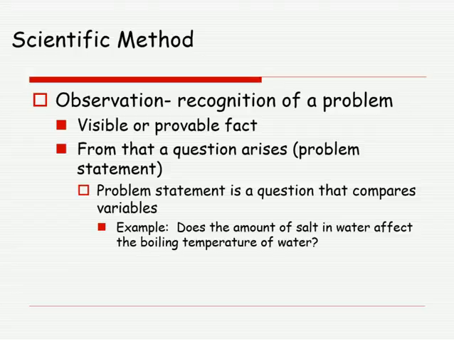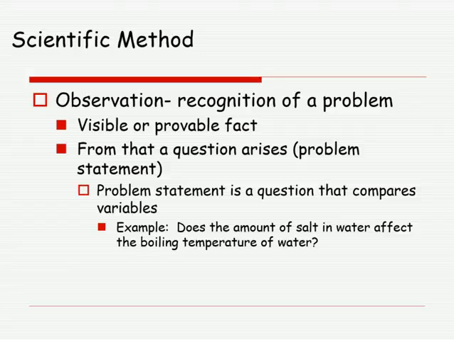From that observation, some sort of question arises, a problem statement. And a problem statement is a question that compares variables. Here's where people make mistakes when it comes to a problem statement. It has to have two variables. You have to compare two things because this scientific method that furthers natural science has to be able to, one, generate data, and that data needs to be analyzable. And so how we ensure that happens, we have two different variables that we compare.